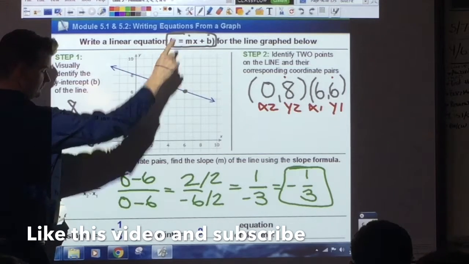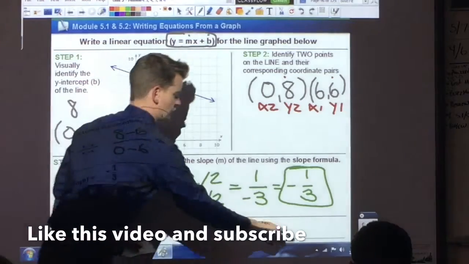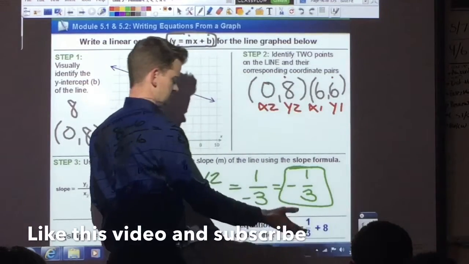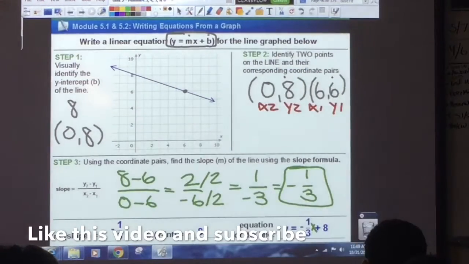M. What's your m here? Negative 1/3. So try the equation one more time. Y equals negative 1/3 x plus 8. Perfect. Forgot the x. Y equals negative 1/3 x plus 8. Y-intercept, the slope, you put it together, you write an equation.